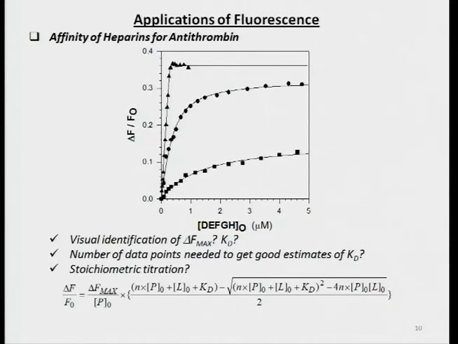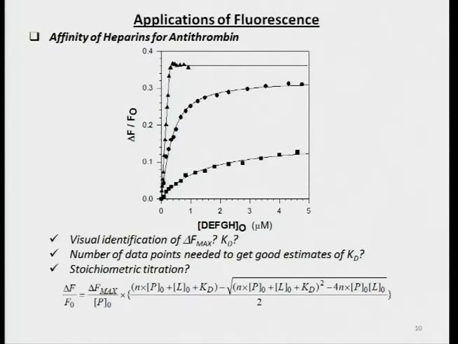So for GAGs, for heparin binding to antithrombin, this is a phenomenal piece of experiment because it allows us to measure affinities very easily. Here, for example, is the DEFGH that I talked about in the morning, and you can actually follow delta F by F0 as a function of the ligand concentration. And what you get is a profile of this sort. In this condition, it reaches somewhere around a 36% increase.